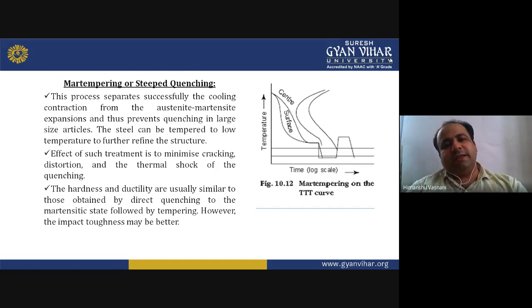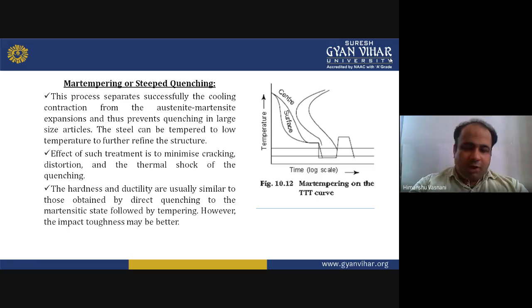Now this process successfully separates the cooling contraction from the austenite-martensite expansion, and thus prevents quench cracking in large size articles. This process has its own features. Now the steel can be tempered at low temperature to further refine the structure. It has its application. The effect of such treatment is to minimize cracking.